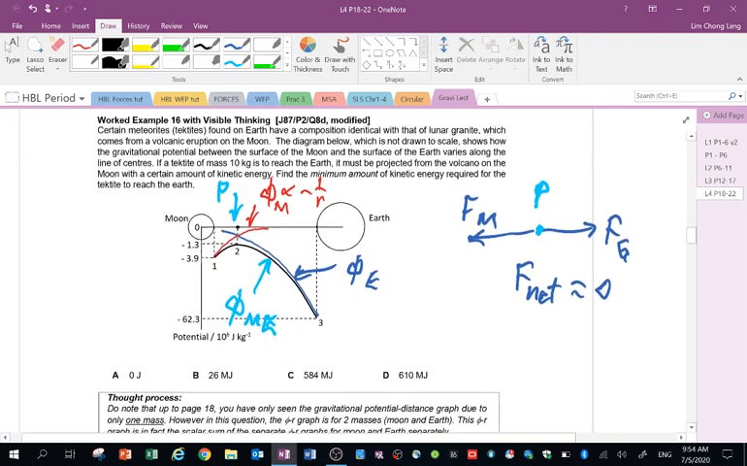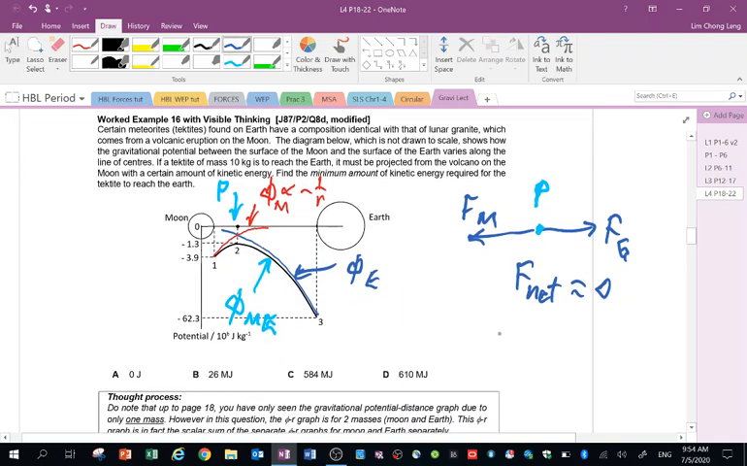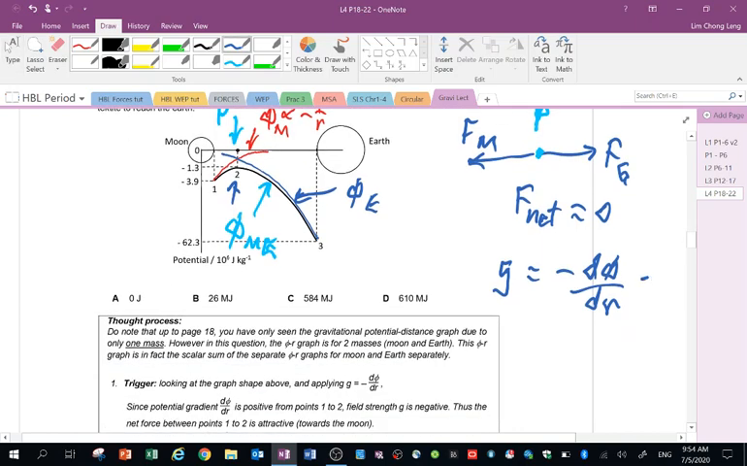Okay, how do I know about this? Well, you know this relation: g is equal to minus dφ/dr, right? Okay, the gradient of the black graph represents the field strength. So right at the top, at point number 2, if you look at point number 2 here, the gradient is 0, right? So if the gradient is 0, it means that g is 0. If g is 0, the force is 0.